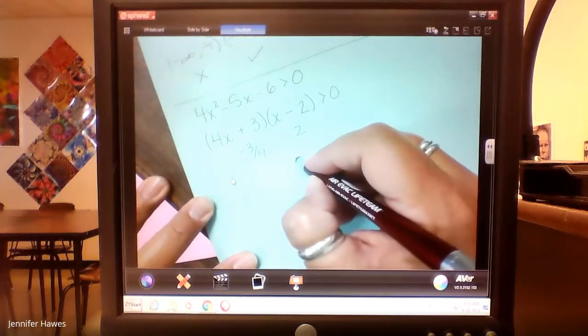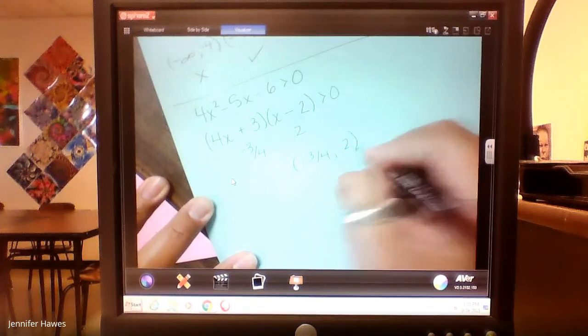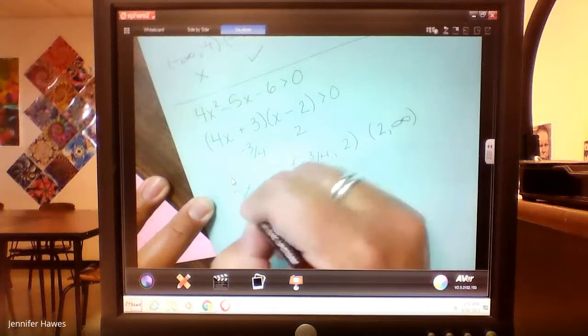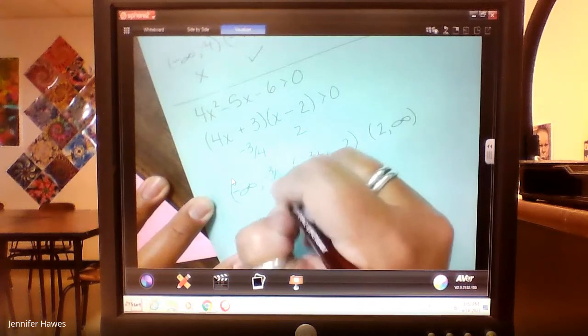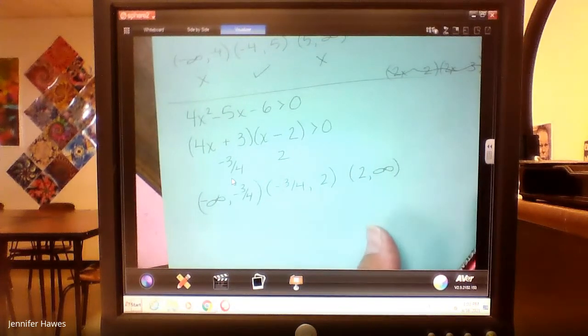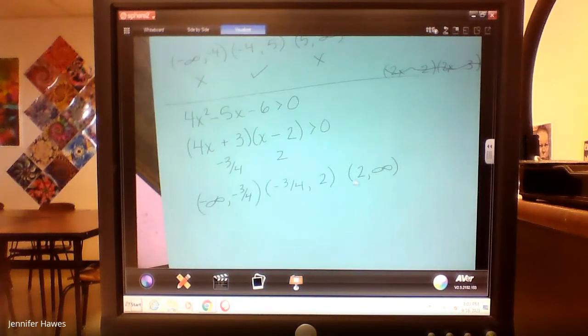Okay, so now my intervals, I'm going to test our numbers. With greater than or less than, you have more than one answer. It's not just an equals. Like I said before, when you're testing a number, these are all less than or whatever to 0, so I just need to know if they're positive or negative.